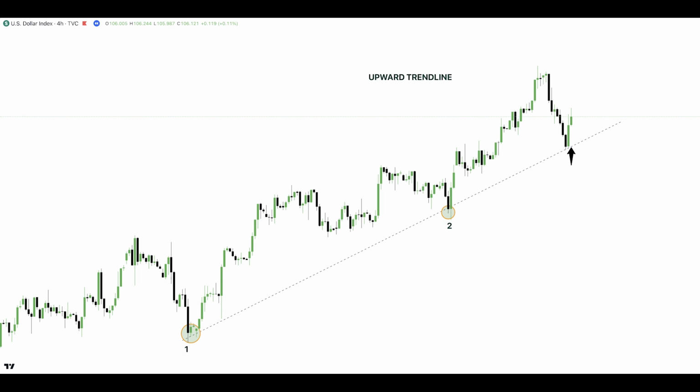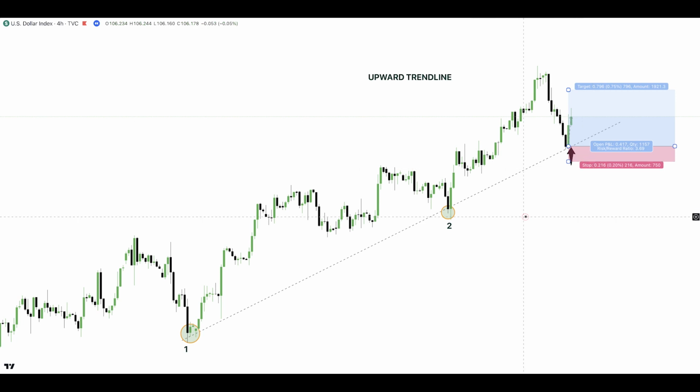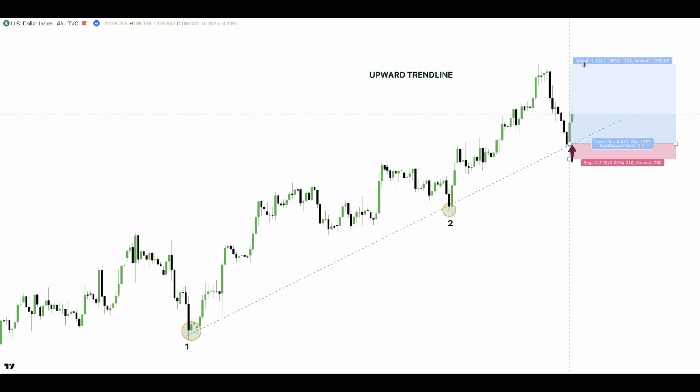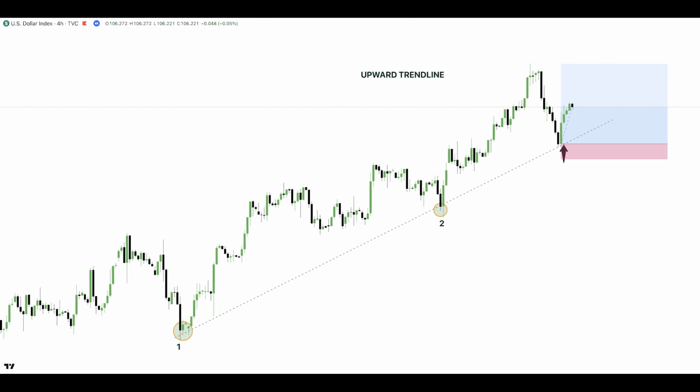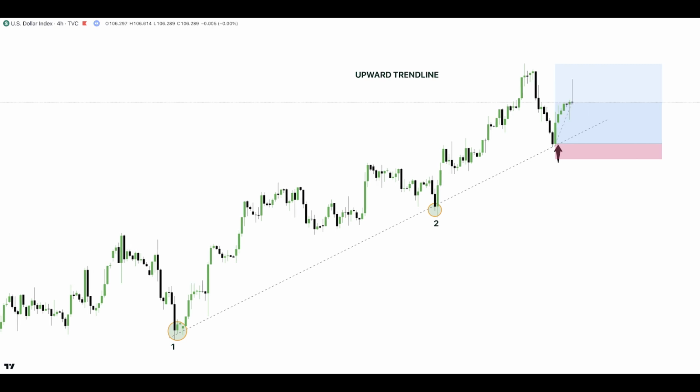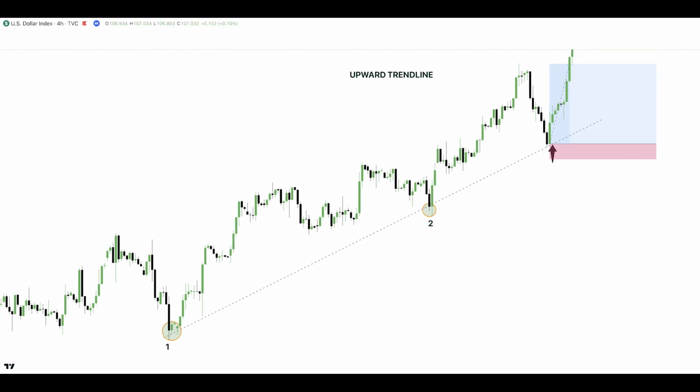So immediately we enter our trade from this point, and our stop loss will be a little below the trend line. Then our take profit will be at the nearest support or resistance zone. So look at the reaction of price around the third trial of this trend line. So you see what happened nicely. This is how an upward trend line works.